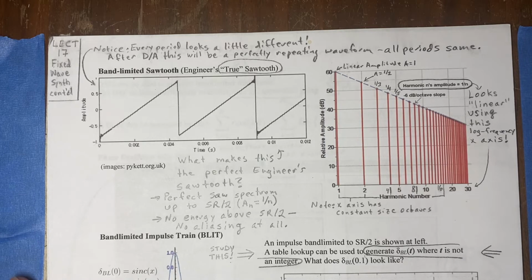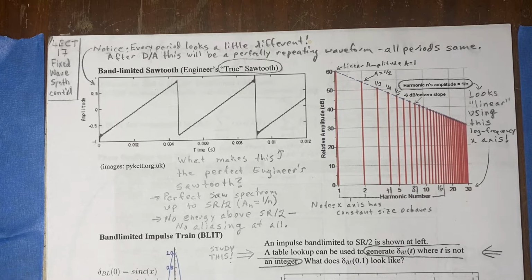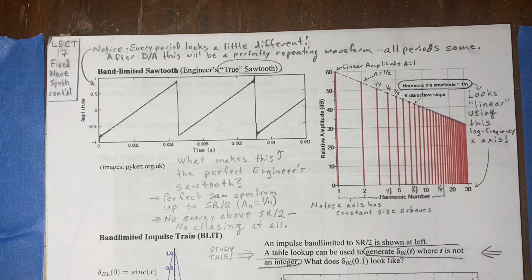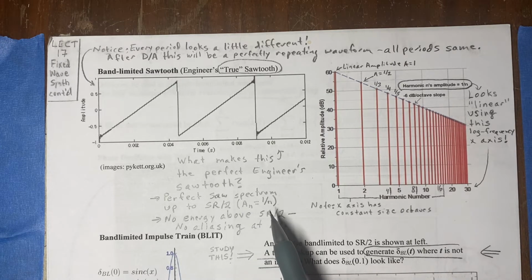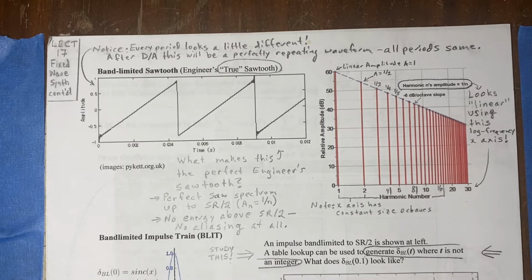There are a few other things I wanted to say about the perfect engineer sawtooth. One of them is, yes, as you know, the amplitude of each harmonic is 1 over n. Now, sometimes people talk about a linear spectrum for the sawtooth, and when I was a student, that confused me, because hey, amplitudes are 1 over n. It's not linear, it's a 1 over n spectrum.